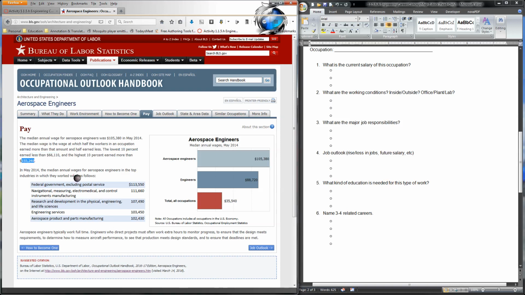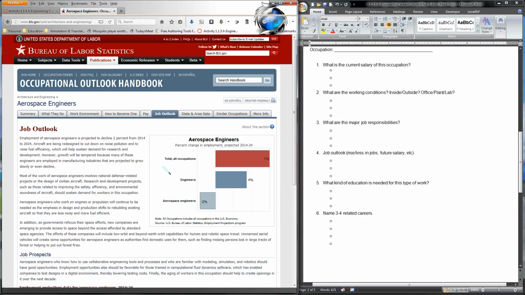So it talks about the different groups of workers and how much they'd make. There's some pieces of information there you can use. The people who work in aerospace engineering, if they work for the federal government, excluding the post office, would make an average of $113,000. So depending on where you work, you're going to make a different amount of money. Those are some pieces of information you can use for the pay.